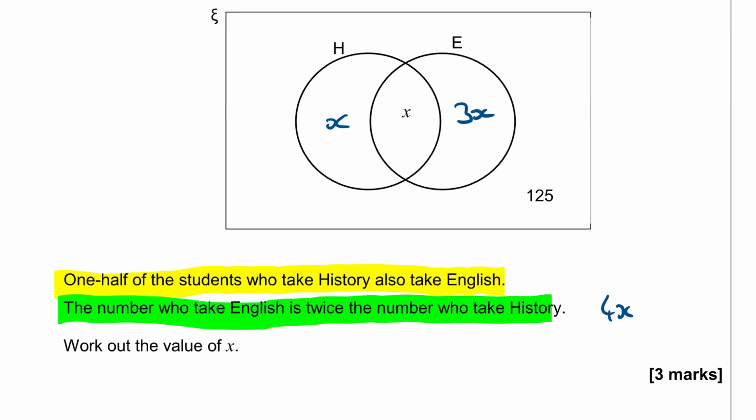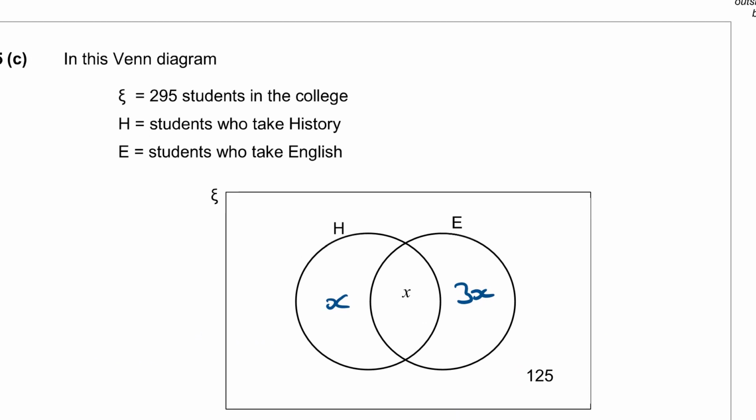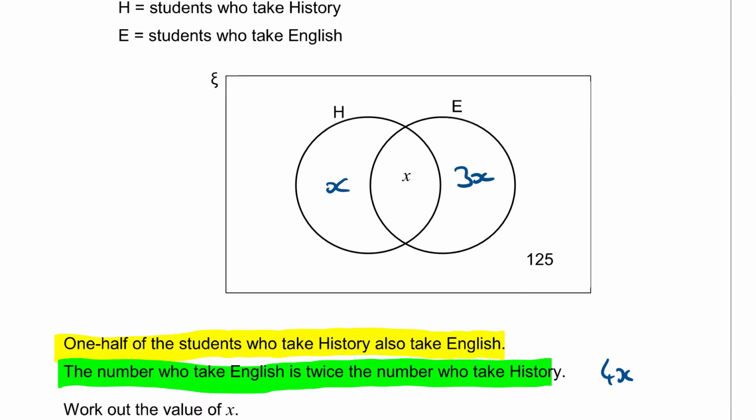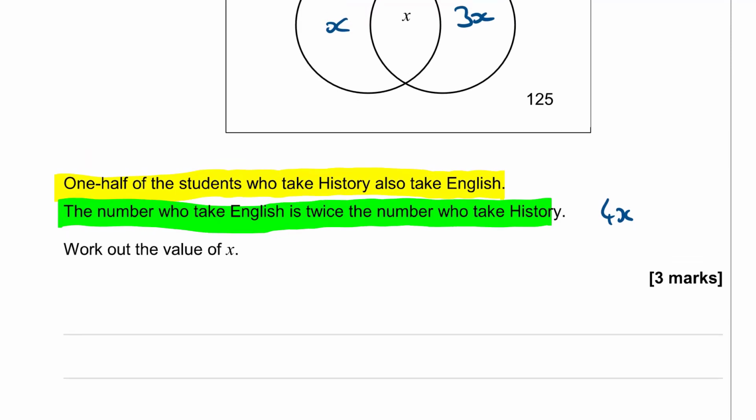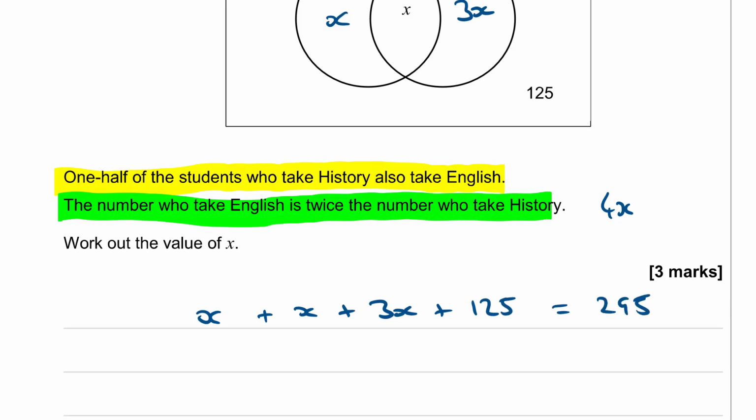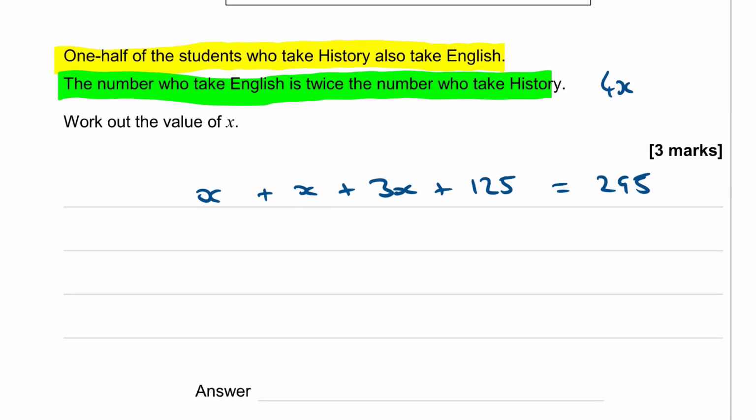So we should be in a position that we can now work out x, because we know there are 295 people in the college, so we can form an equation in x and solve it. Our 4 regions altogether added up should be our universal set. So x plus 3x plus 125 should be the same number of students as in the universal set, 295. So x plus 3x is 4x. 4x plus 125 is 295.